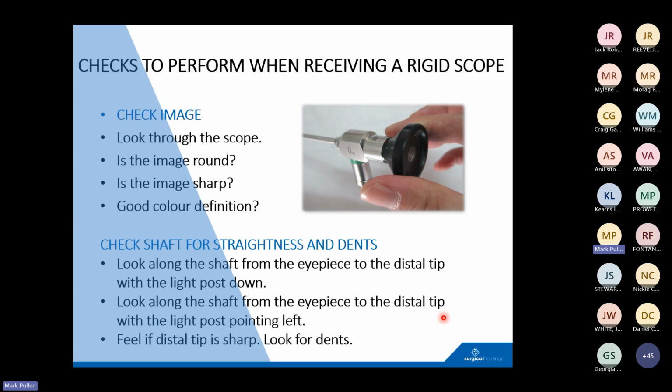So look along the shaft of the eyepiece from the distal tip. Hold the light post down, and this will give you a reference point for if that shaft is bent or not. You can look along the shaft from the eyepiece to the distal tip with the light post pointing left. Again, this will give you a good reference if there are any bends in that. Feel the distal tip is sharp. Look for dents, cracks, anything like that.